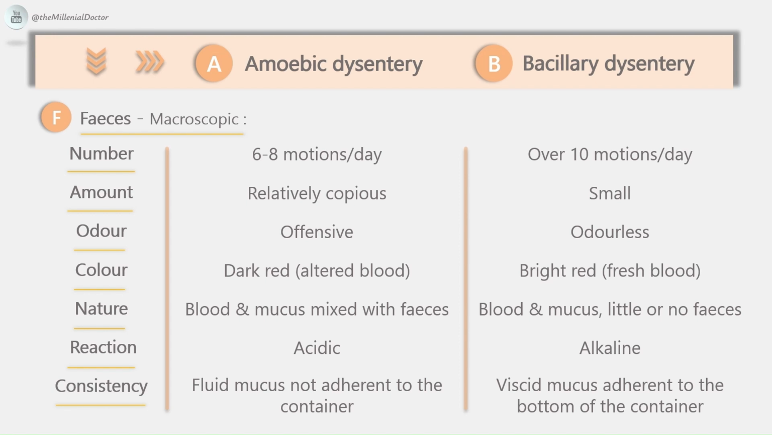The nature of feces, blood and mucus is mixed with feces in amoebic dysentery, whereas in bacillary dysentery there is blood and mucus with little or no feces. And reaction, the stool is acidic in case of amoebic dysentery, whereas it is alkaline in case of bacillary dysentery. Consistency, in amoebic dysentery, the fluid mucus is not adherent to the container, whereas in bacillary dysentery, the viscid mucus is adherent to the bottom of the container.